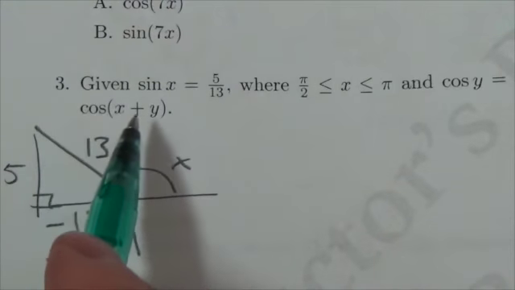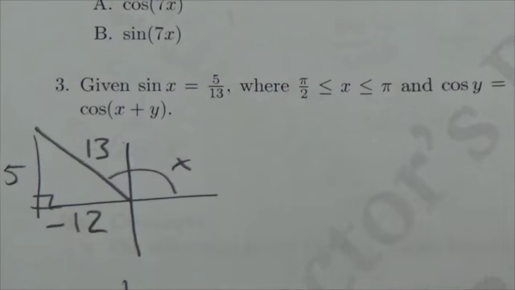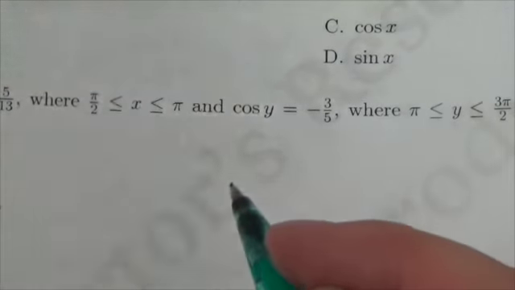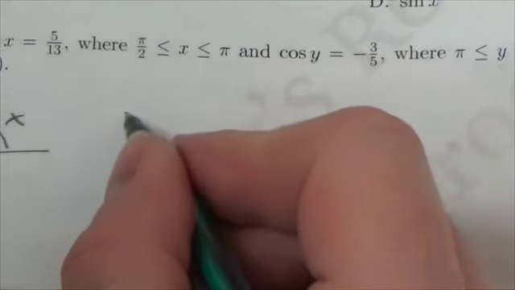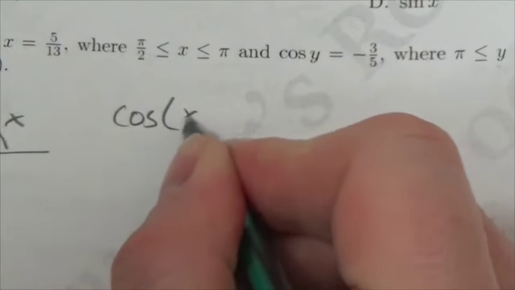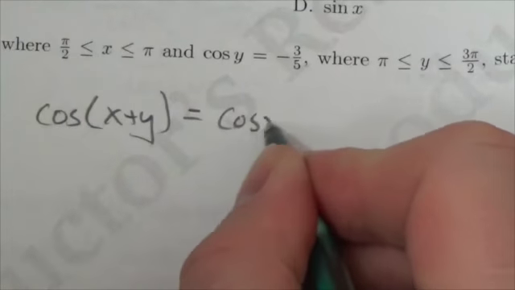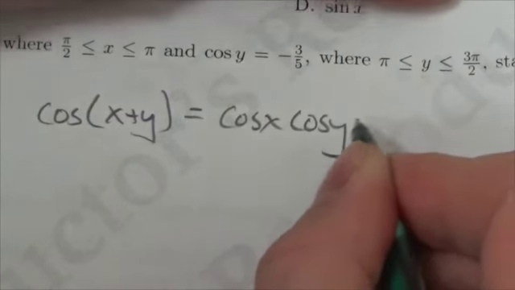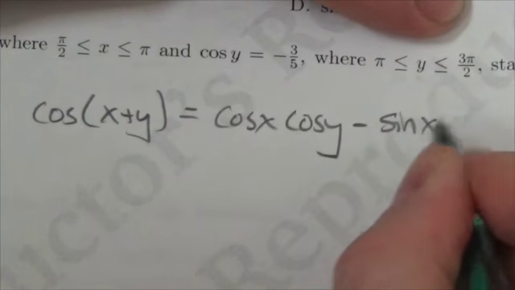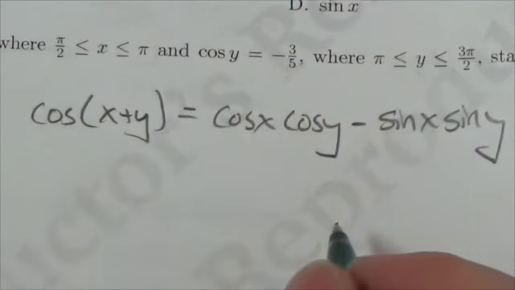Then it says, state the exact value of cosine of x plus y. Now that seems to be like a bit of a jump. Like all of a sudden we're talking about a sum and difference identity here, specifically the sum identity. Well, the cosine of x plus y will be the cosine of x, cosine of y, minus the sine of x, sine of y.